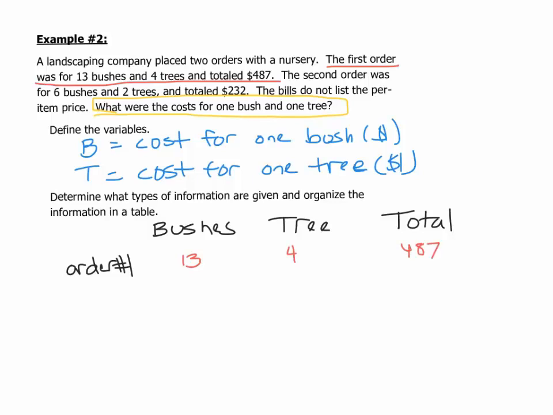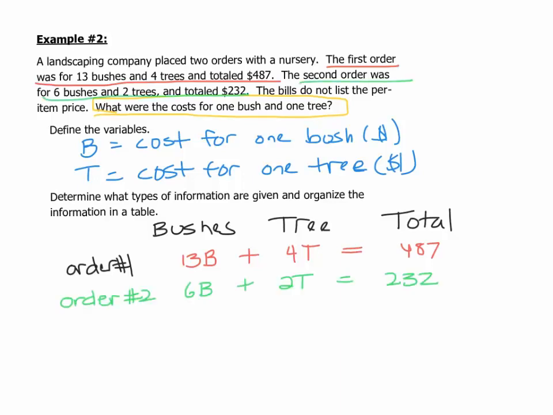This isn't quite the correct equation. Well, it's not an equation at all, but it's not quite correct yet. We know we're ordering 13 bushes, so the total amount that we paid for the bushes was 13B. We know we ordered 4 trees, so the total amount that we paid for the trees is going to be 4T, and so when we add those together, that should total up to that $487. Try the second one. Can you get the correct equation?